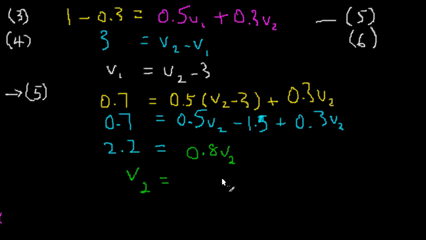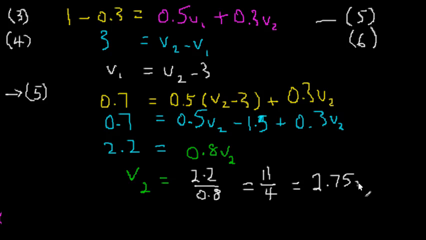That's it, 2.2 over 0.8. So that would be 11 over 4, or if you want decimal, 2.75 meters per second. So that's V2.